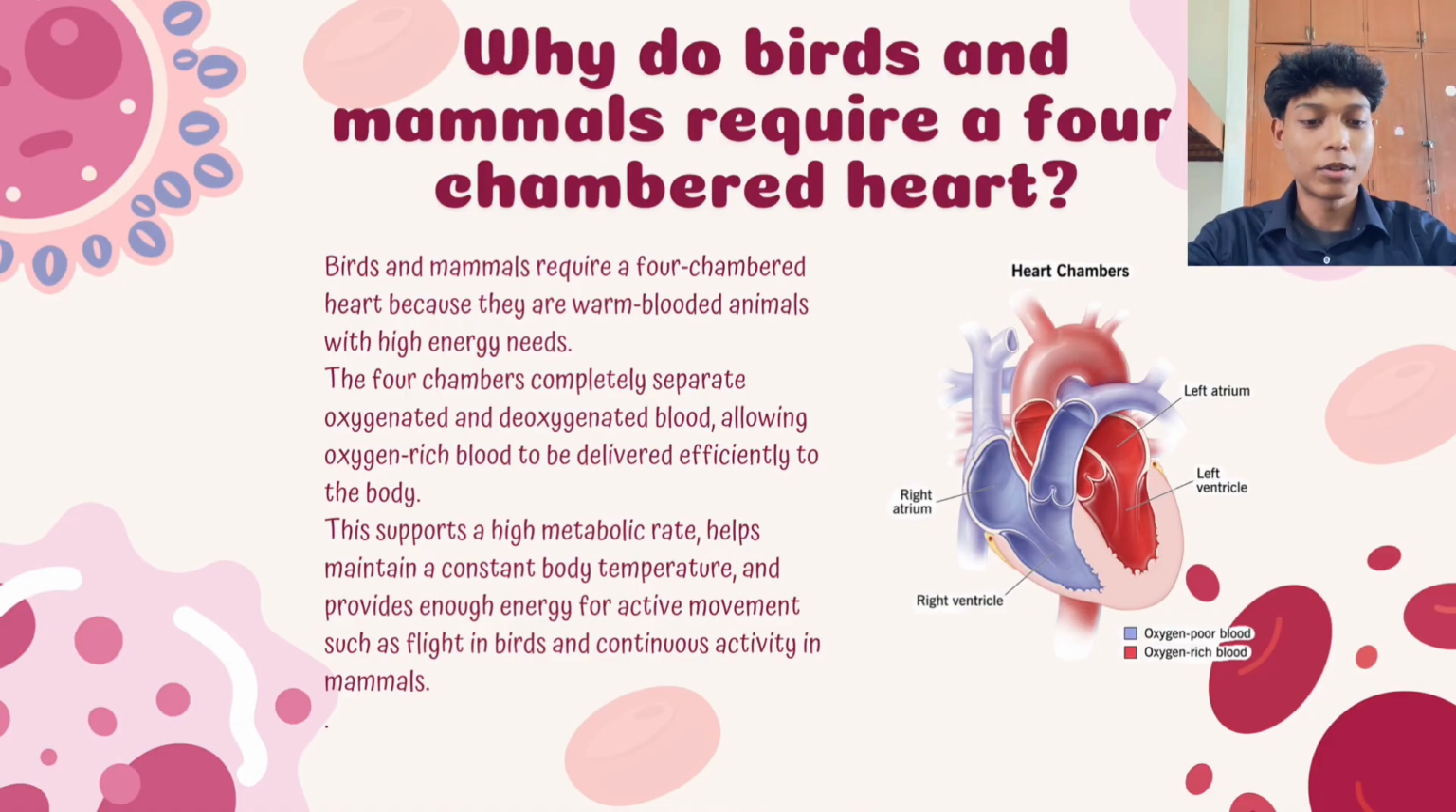Okay, next, I'm going to explain why bird and mammal require a 4-chamber heart. Bird and mammal are warm-blooded animals, which means they are able to maintain a constant temperature. To do this, they require a large amount of energy. A 4-chamber heart consists of 2 atria and 2 ventricles. This structure allows complete separation of the oxygenated and deoxygenated blood. As a result, oxygen-rich blood can be pumped efficiently to all parts of the body. The efficient delivery of oxygen supports a high metabolic rate.